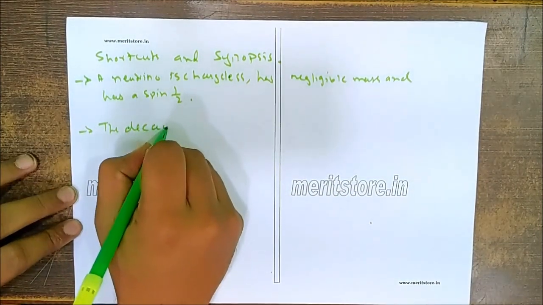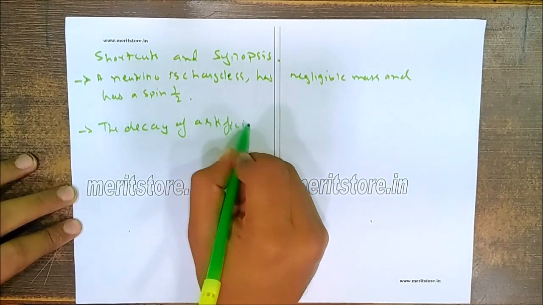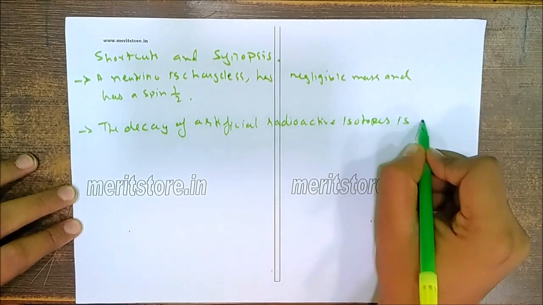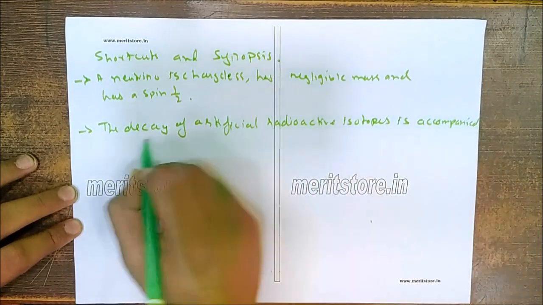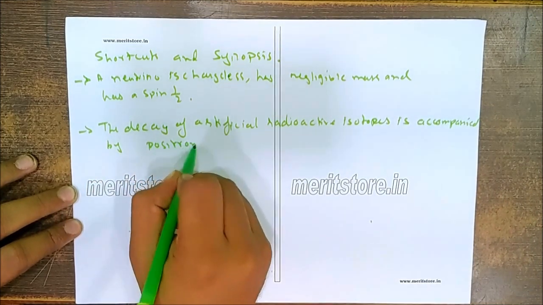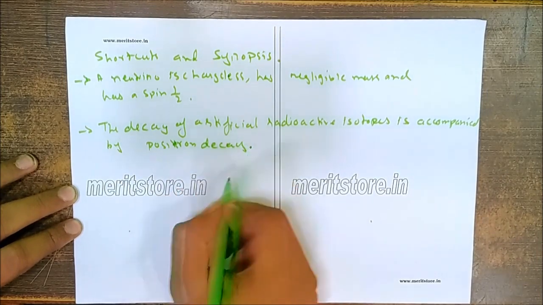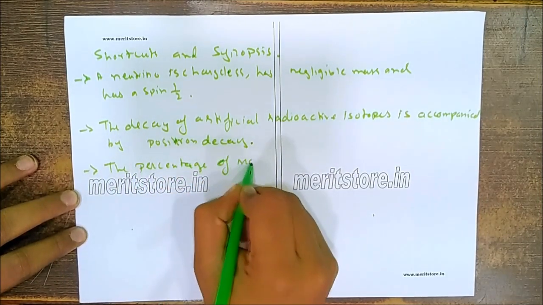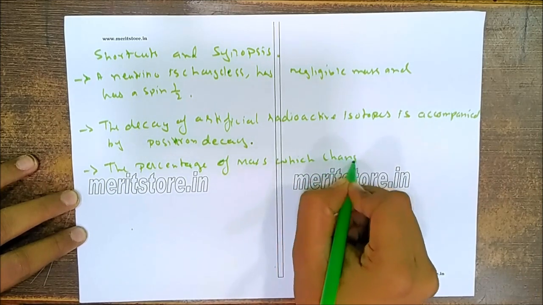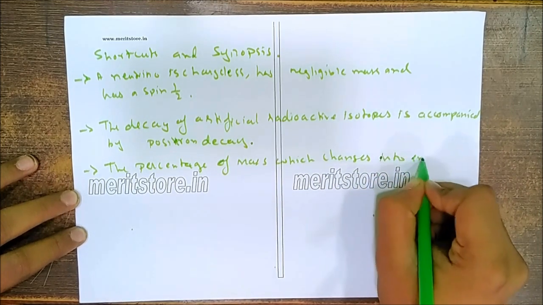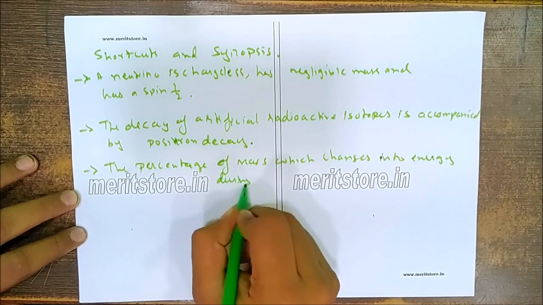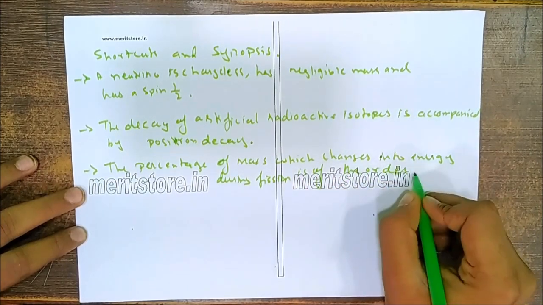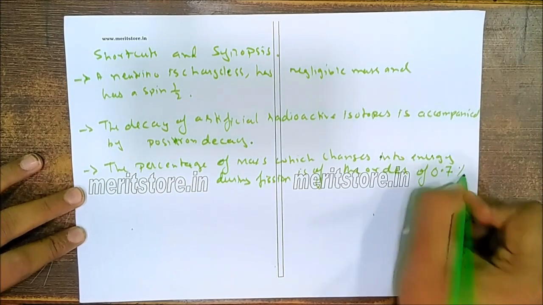The decay of artificial radioactive isotopes is accompanied by positron decay. The percentage of mass which changes into energy during fission is of the order of 0.7%.